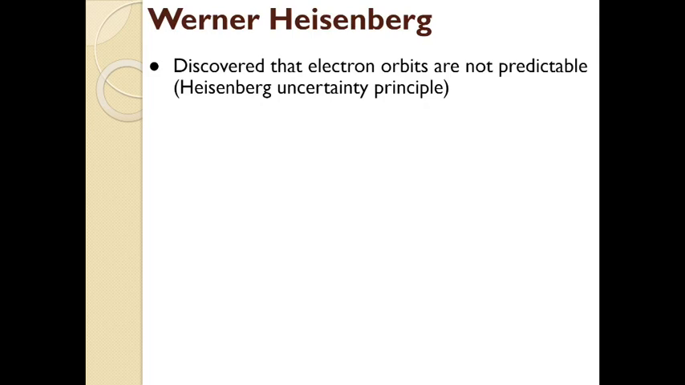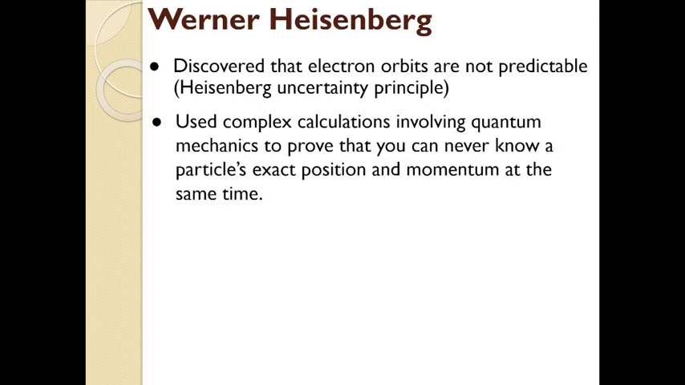And Mr. Heisenberg, kind of like Mr. Bohr, used math to do most of his calculations. He didn't do fancy electron guns and setting stuff on fire. He actually used matrices and invented new math to do quantum mechanics, but he basically managed to prove that you can never know a particle's exact position and momentum at the same time. And momentum is kind of like energy. Your physics teacher will tell you a lot more about that.